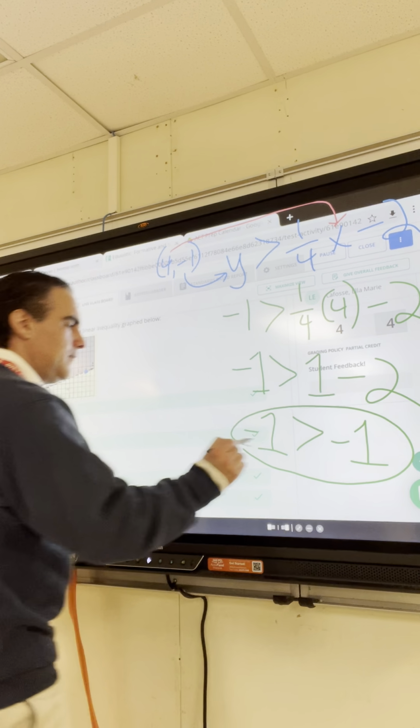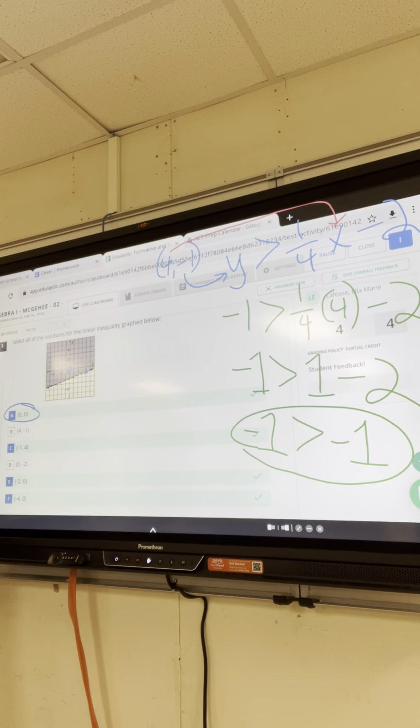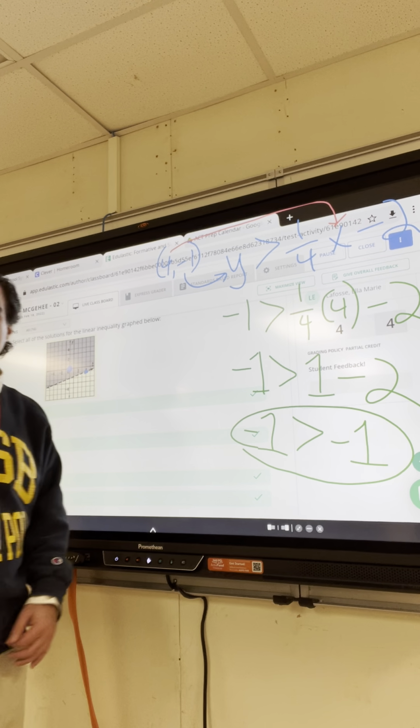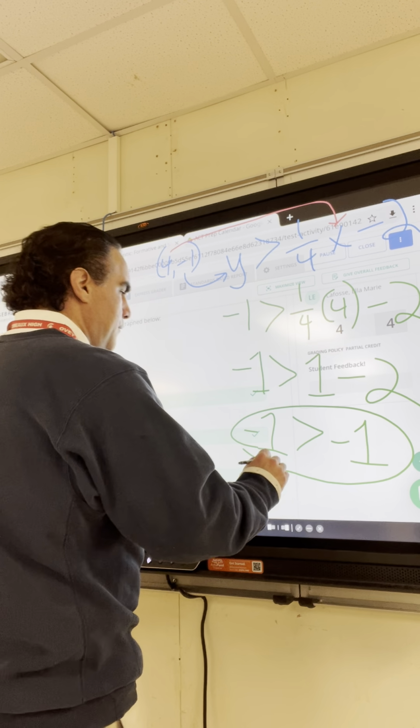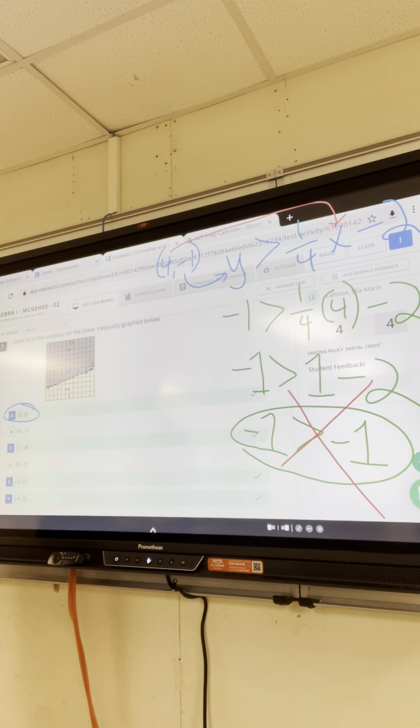Is this true? No. Is -1 greater than -1? No. Wait, which one are we doing? Oh, that's B. Yeah. -1 is not greater than -1. Therefore, is 4 comma -1 a solution? No. So far I've got 0 comma 0.